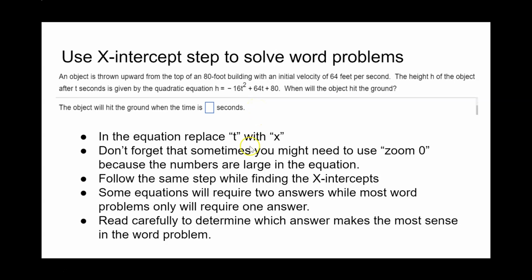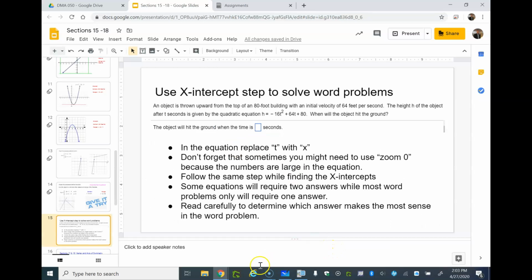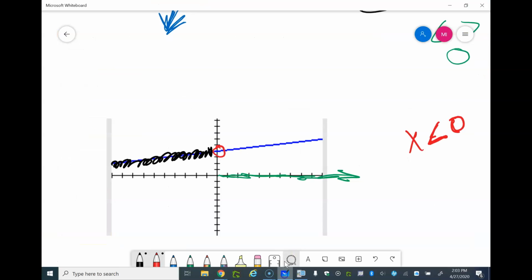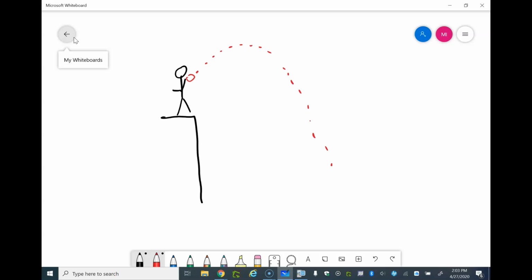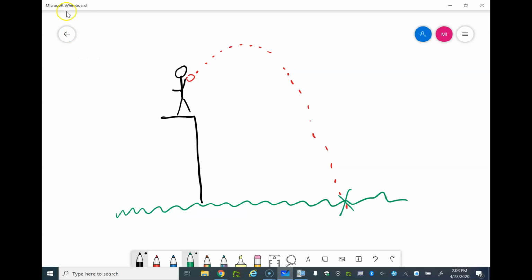So let's draw a little picture, a diagram of what it looks like. Excuse my drawing, but I do the best that I can. Here's my building, and we're going to have a little person up here. And we're going to throw the ball into the air, and we want to know when it will hit the ground. So right here, at what time will it hit the ground?